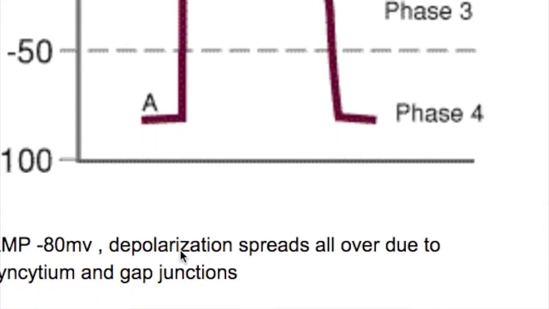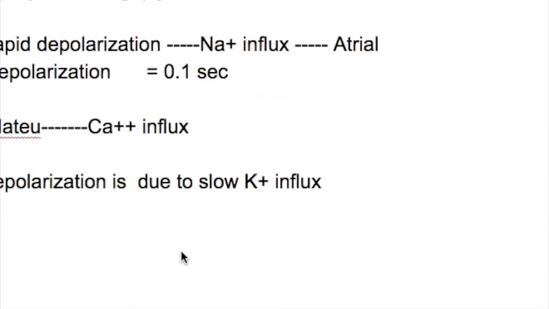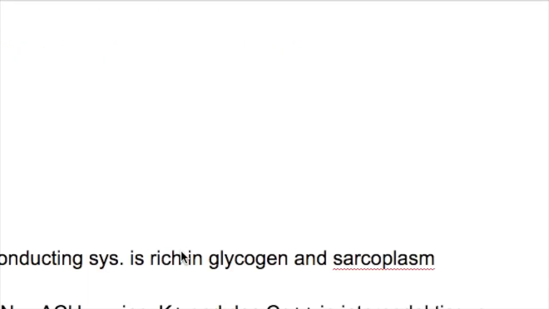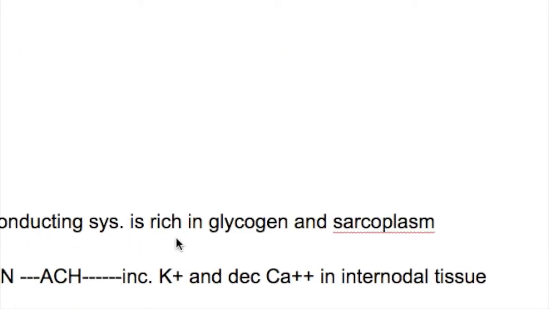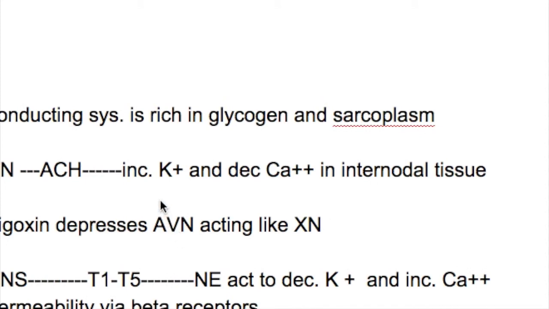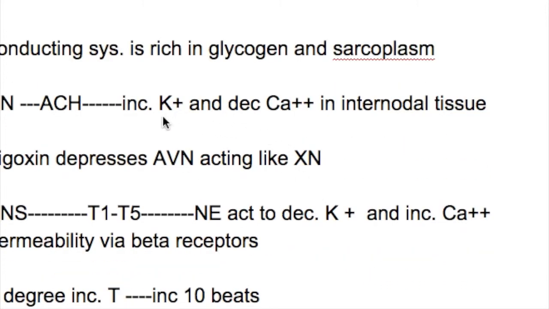And what is the difference between the conducting tissue and the myocyte? The conducting system is rich in glycogen and sarcoplasm. So how does digoxin depress the AV node? Digoxin depresses the AV node by acting like the vagus nerve. It increases the potassium entry and decreases the calcium in the internodal tissues. This is how it decreases the rate.